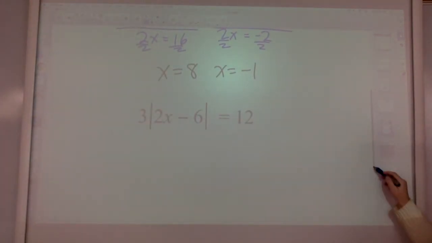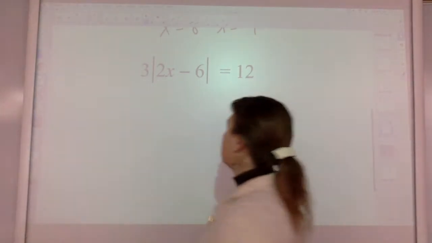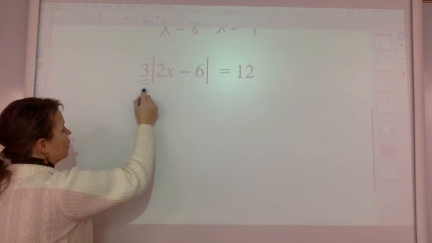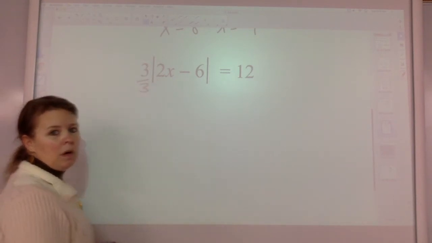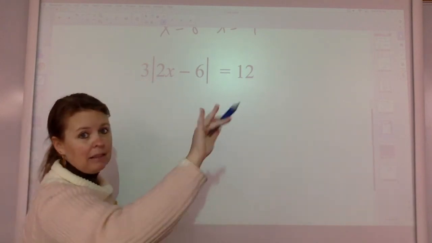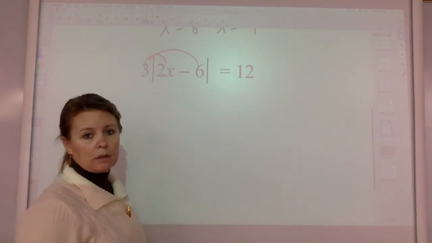This one has multiplication instead of addition or subtraction. Go ahead, write it down as is. You can't do anything until your absolute value is isolated. So the first thing you're going to do is divide by 3. You are not going to try to distribute this.